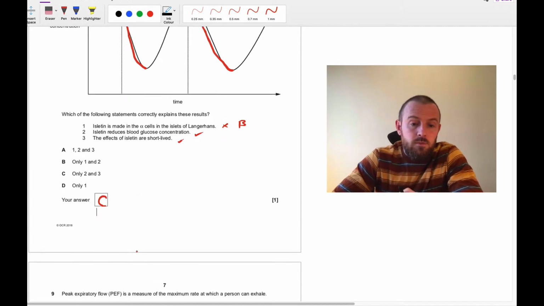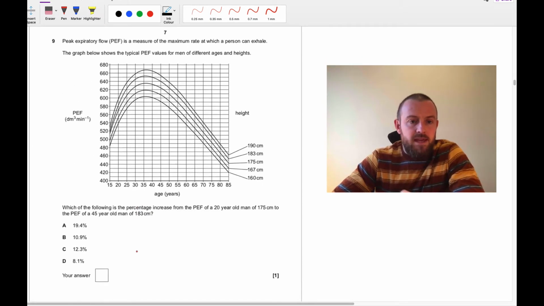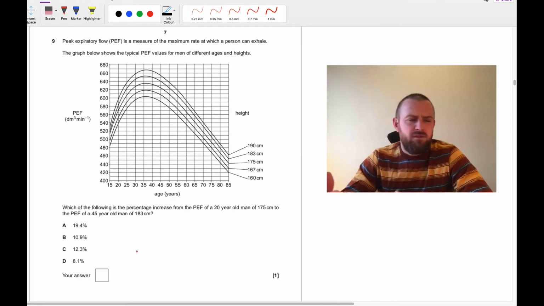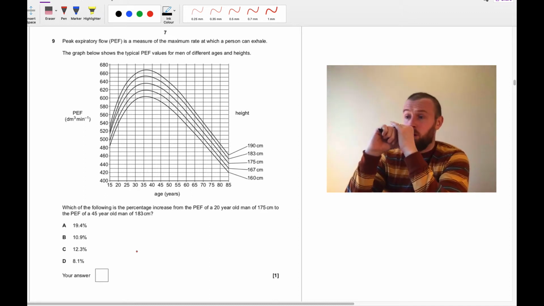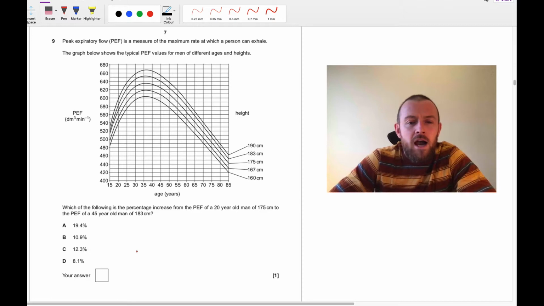Okay, moving on, 9. Ooh, another good graph to look at. Peak expiratory flow is a measure of the maximum rate at which a person can exhale. Sometimes if you've ever been to the doctor and they measure this, you blow in, and you just blow out as hard as you can. And this is called the peak flow rate. Okay, so this is the peak flow graph.